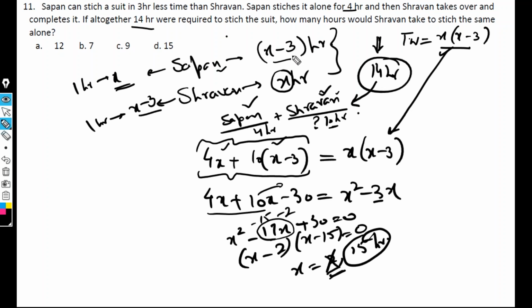Rohan, I assume total work to be LCM of these two, x into x minus 3, right? So Sapan takes x minus 3 hours to complete this much of work. So in 1 hour, the work done will be total work upon the time taken by Sapan to complete the entire work. When you divide total work by this, it results in x only. Likewise, for Shravan, it is x minus 3.